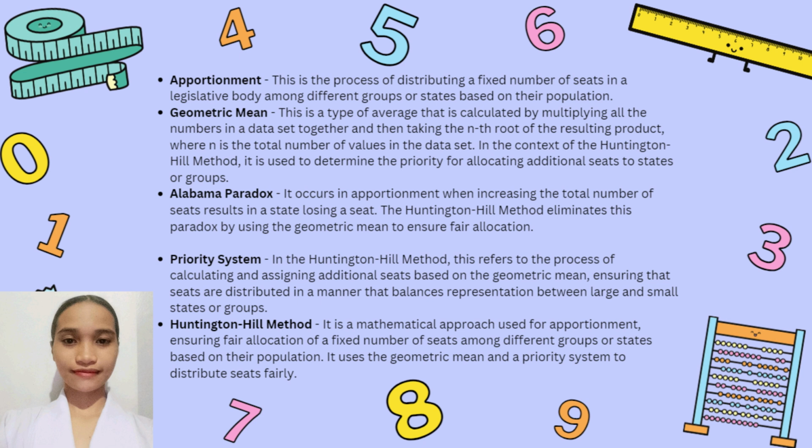Geometric mean. This is a type of average that is calculated by multiplying all the numbers in a data set together and then taking the nth root of the resulting product, where n is the total number of values in the dataset. In the context of the Huntington-Hill method, it is used to determine the priority for allocating additional seats to states or groups. Priority system. This refers to the process of calculating and assigning additional seats based on the geometric mean, ensuring that seats are distributed in a manner that balances representation between large and small states or groups.